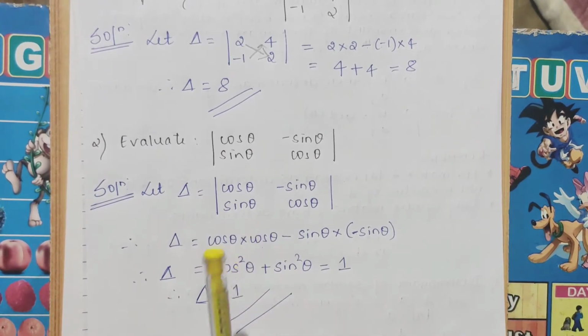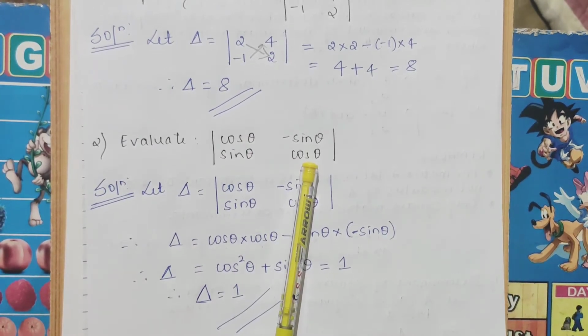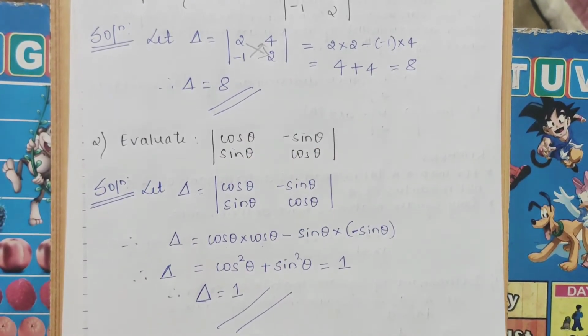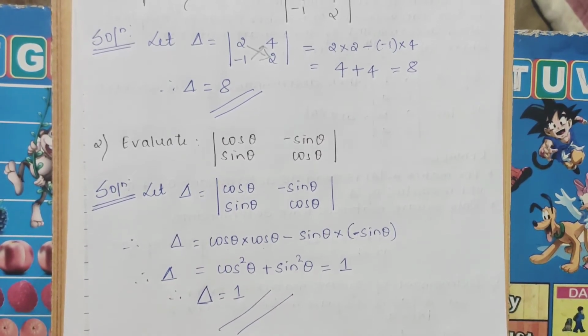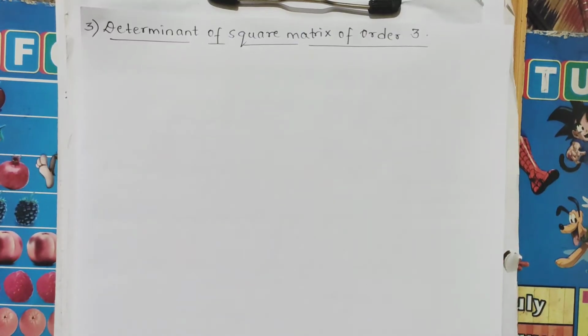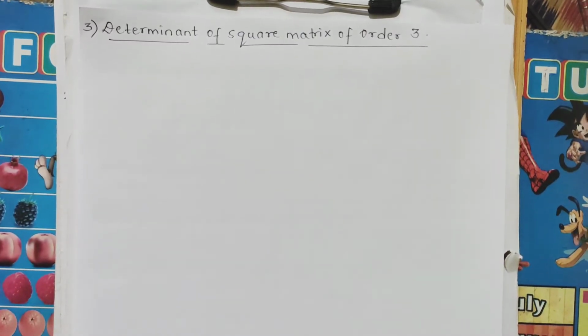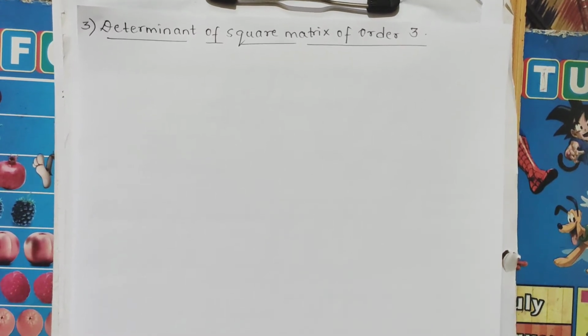For a 2 cross 2, how do you do it? Product of the diagonal elements minus product of the off-diagonal elements. Simple. Okay, I hope this is clear for you. Very simple. So you might have understood how to find the determinant of a square matrix of order 2.